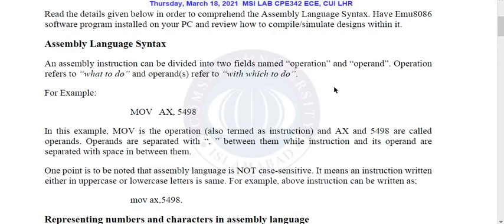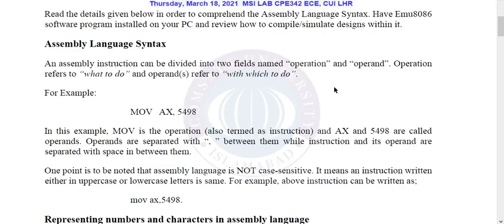And then there are operands, and there can be no operand, there can be one operand, and there can be two operands at maximum. So as per the nature of the command, the number of operands can vary. For example, there are few commands in which there is no operand, and there are few commands in which we have only one operand, and there are some commands which have two operands.